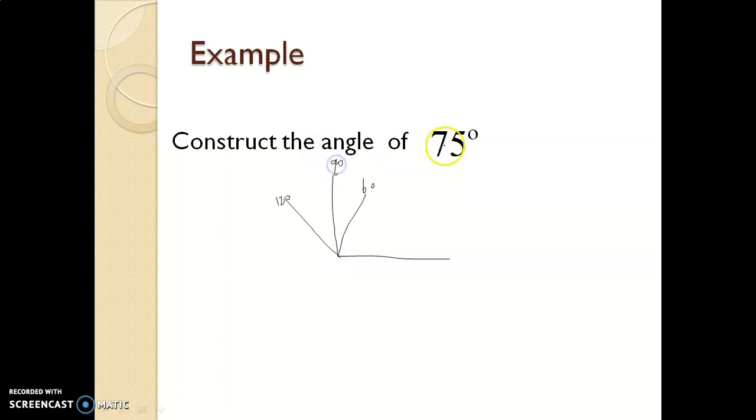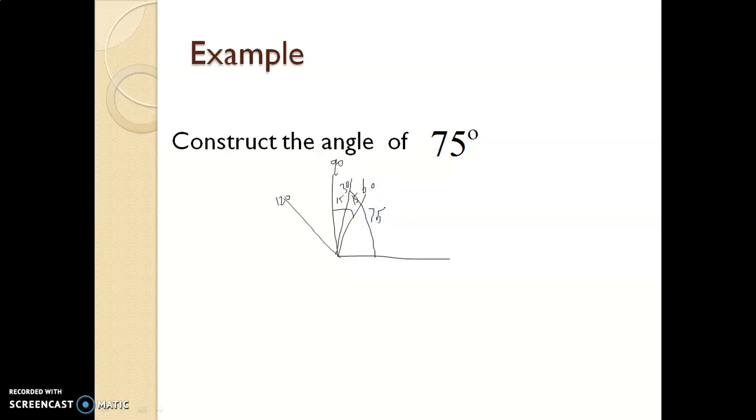So 75 is nothing but between 60 and 90. So between 60 and 90, a 30 degree angle is there, right? If you bisect this 30 degree into two equal halves, this half is nothing but 15 degree, and this half equal to 15 degree. We need 75 degree only. So up to here 60 and then up to here 75 degree. So this angle is nothing but 75 degree. So that is the construction.